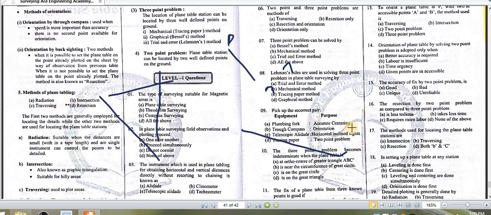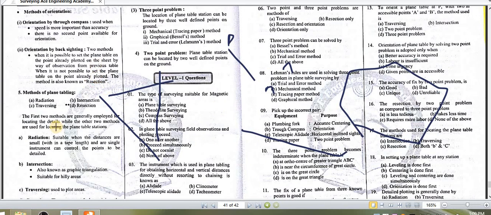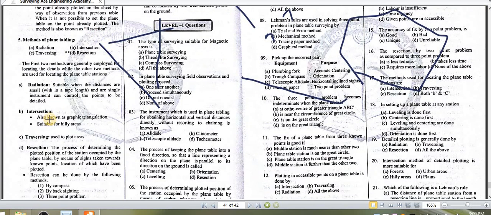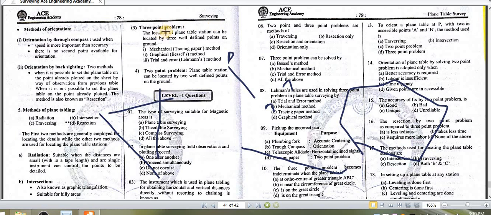Traversing is when you follow a pattern, that is one line, then a second line, third line, fourth line, fifth line. If you are connecting a number of survey lines, it is called traversing. The resection method is generally used for establishing a new point. In this there are two major methods, called the 2-point problem and the 3-point problem. In the 3-point problem, with the help of 3 points you establish a new point, and in the 2-point problem, with the help of 2 points you establish one new point.